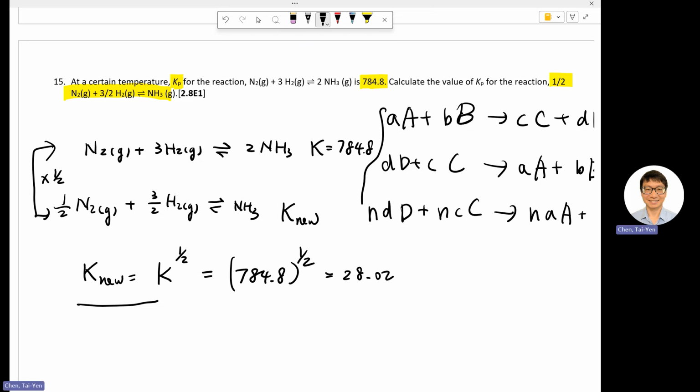So there are only 3 rules you need to memorize. If you flip, you put a -1 in the exponent. If you multiply a coefficient, you multiply the coefficient into the exponent. If you add up 2 equations, it's just the product of the equilibrium constants. Those are the 3 rules that you need to memorize. Okay, so that's how you solve question number 15.